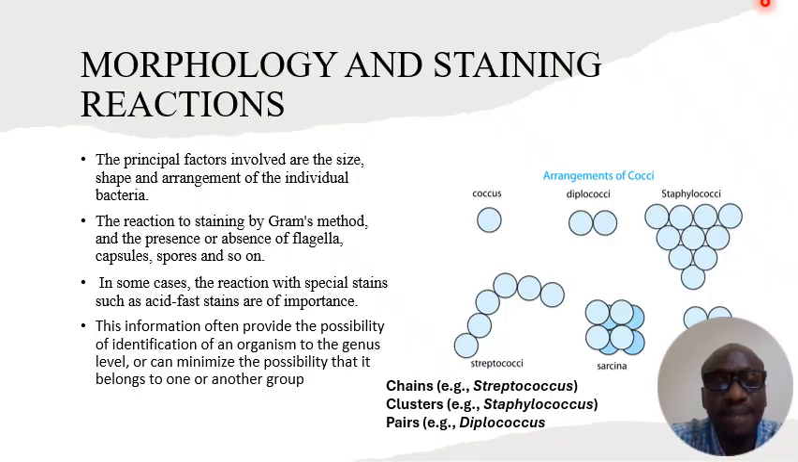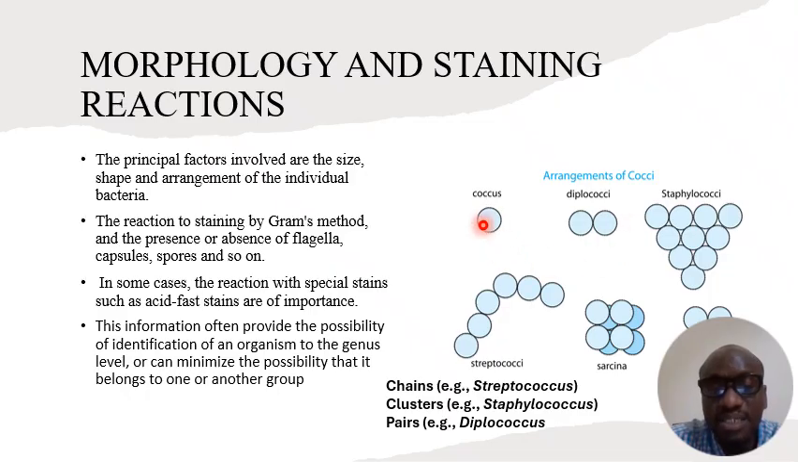In bacterial morphology, one of the important things is that the size of each bacterium is very important. Bacteria vary in their dimension. A typical bacterium ranges from 0.2 to 2.0 micrometers in diameter, while smaller bacteria can be much smaller in size than that. So in terms of their arrangement, you can see how bacteria are arranged.